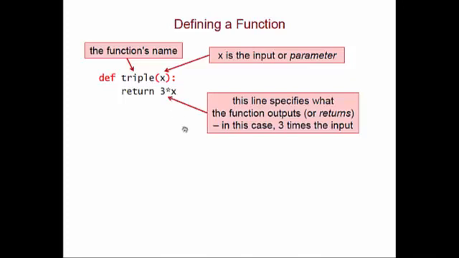Now it's really important that the lines that belong to a function are indented underneath the initial def line. So we always want to indent, and typically we're going to indent 4 spaces.